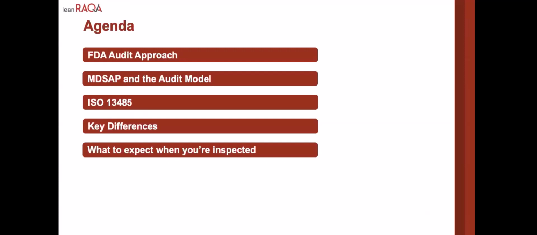So today we're going to go through the FDA's audit approach, the medical device single audit program, and that audit model. We'll talk about ISO 13485, key differences between these three approaches and the regulations. And then lastly, we'll cover what to expect when you're inspected. The FDA actually has a unique approach, at least for the time being, to how they approach quality management system requirements and their inspection techniques.